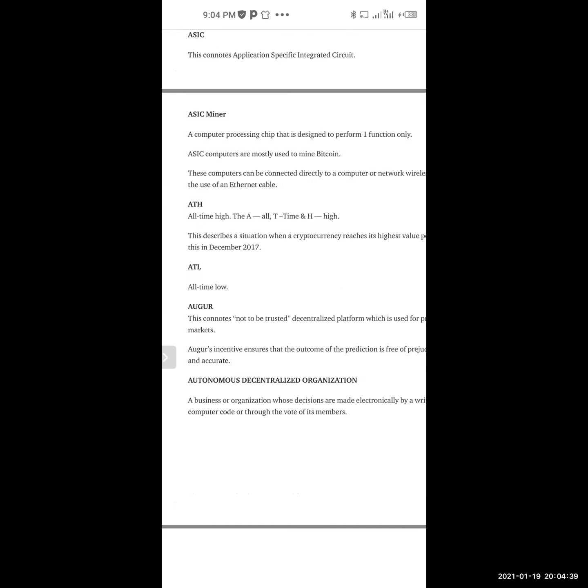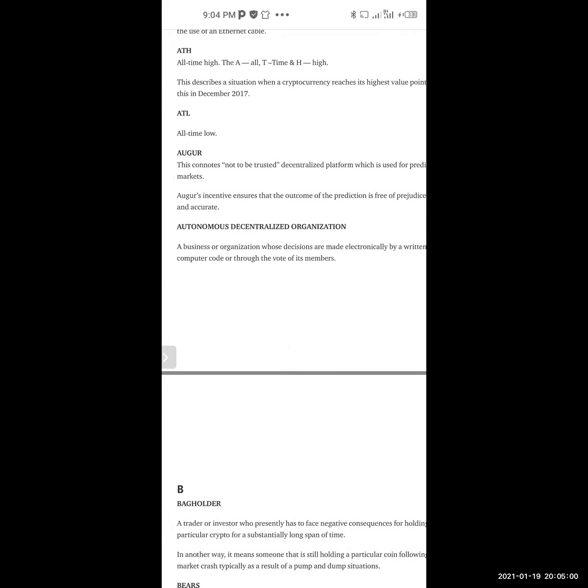Now, ATH, I'm very sure you must have seen it today. Ethereum hit an all-time high today of 1,400. The last all-time high of Ethereum was 1,300 something. If you see ATH anywhere, just know that it means all-time high, and then ATL means all-time low.